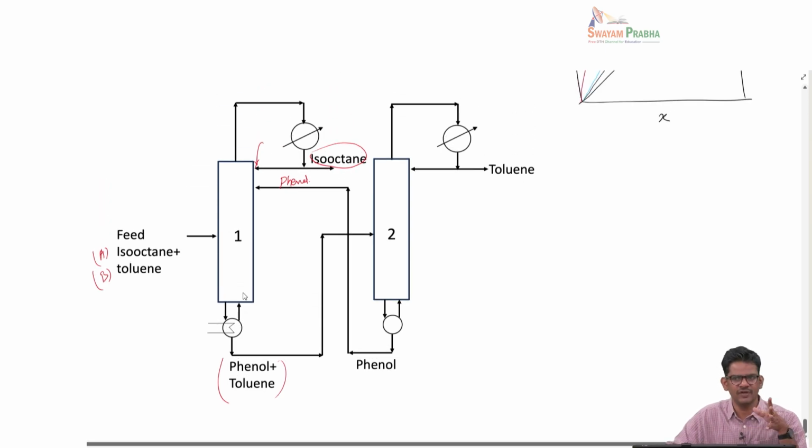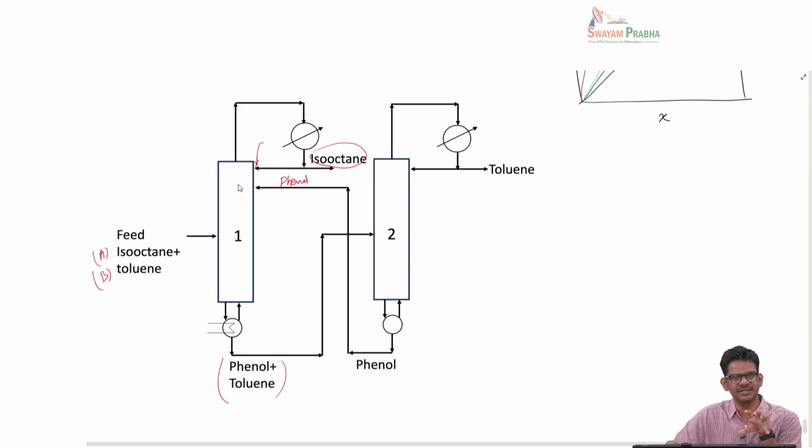We are not vaporizing any phenol here, and isooctane is taken out at the top, and the phenol and toluene come out to the bottom and are sent to another tower, a second column, where toluene and phenol are separated. Among phenol and toluene, toluene is more volatile and phenol is less volatile. So, toluene is taken out as a distillate product nearly in pure form. It may have a little phenol and a little isooctane, whereas the bottom product will be rich in phenol, and this phenol is recycled to the first column as a solvent.